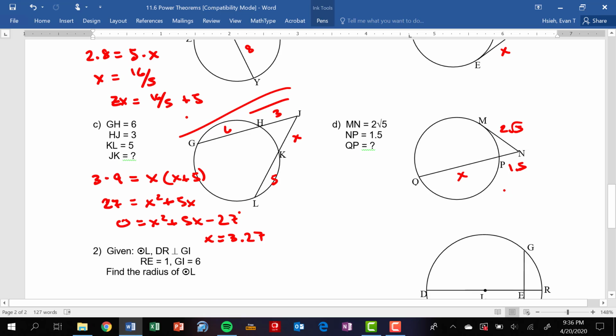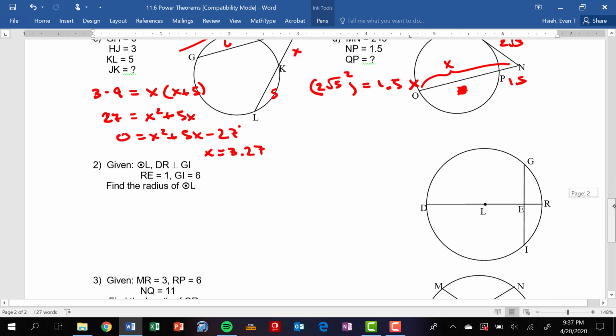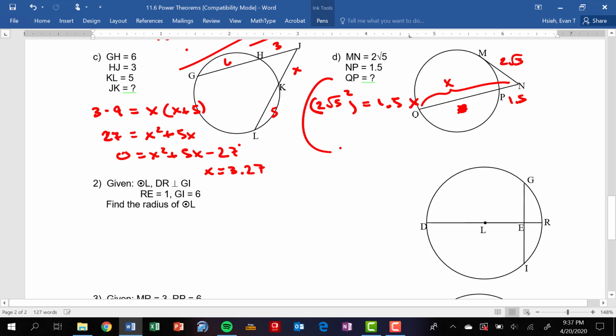And what we can do here is I would probably make this entire length equal to X. Makes the problem a little bit easier. So it's going to be 2 root 5 squared equals 1.5 times X. I'm going to solve that for X, and then we'll subtract 1.5 from it. Whatever that comes out to, I think the answer ends up being, by the way, 11.83 repeated.